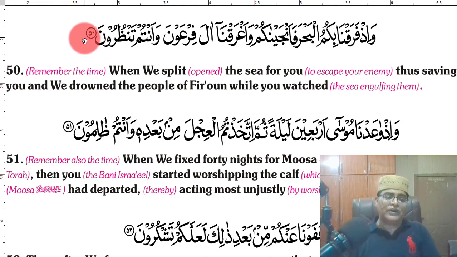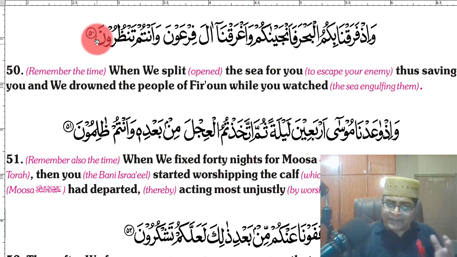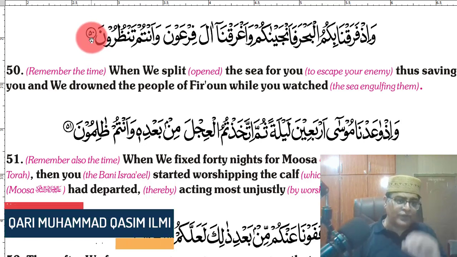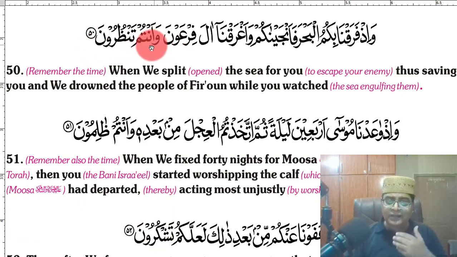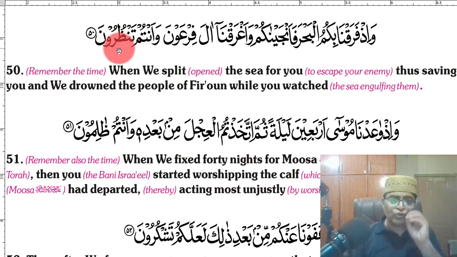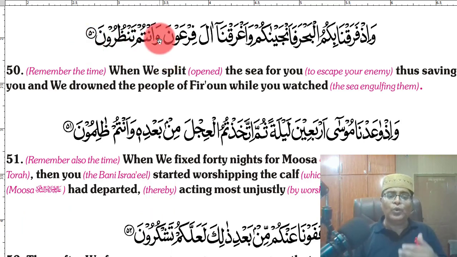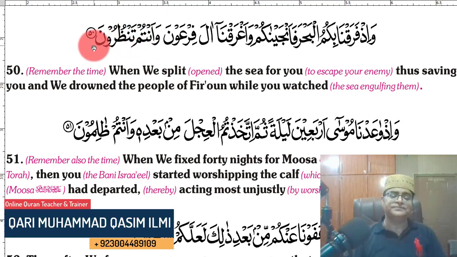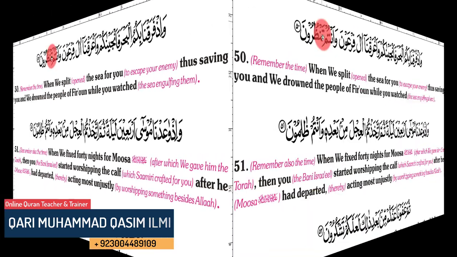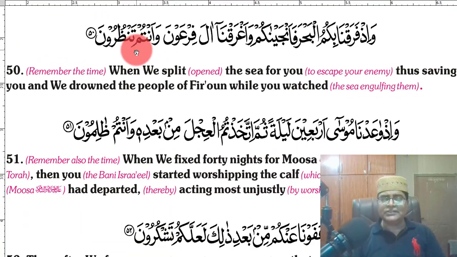This is the waqf tam here. When you stop at the last letter, okay, this is the end of the verse, and noon zabar na would be changed into noon sakina. And how will we read? Wa antum tanzurun. Izhar shafawi here. This is the izhar shafawi, because after mim sakina, ta is coming.